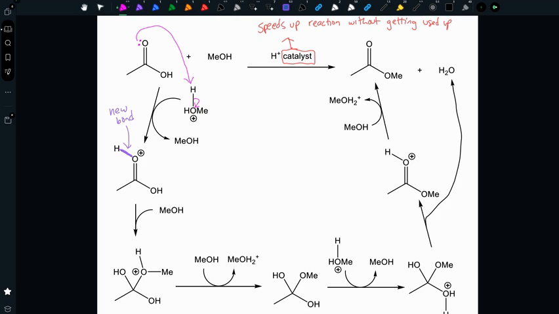So at this point, I'd like you to pause the video, go ahead and draw your curved arrows for each of the subsequent steps. Once you're done, resume the video, come back, and I'll walk through it all.